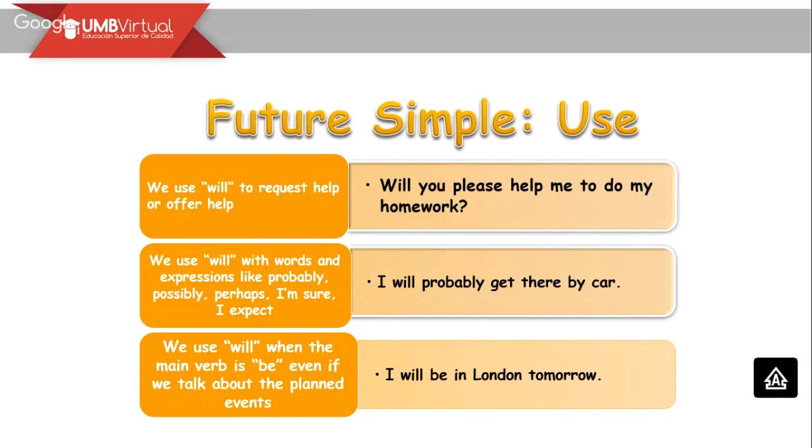Okay, let's continue. We use will with words and expressions like probably, possibly, perhaps, I'm sure, and I expect. All of them are possible to use, of course. So when we say possibly, probably, you are thinking that maybe it's going to occur, maybe it's going to happen, but you're not 100% sure about it.